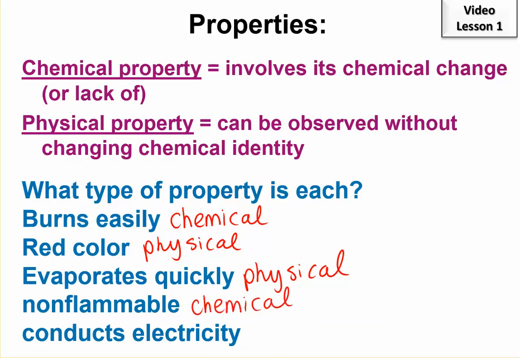And conducts electricity. This one's interesting. If you have a copper wire and a current runs through it, is the copper still copper? It is. It retains its identity. So conducting a current is just a physical thing that happens. So this is a physical property. That one gets people. Be sure you know each of these for your test.